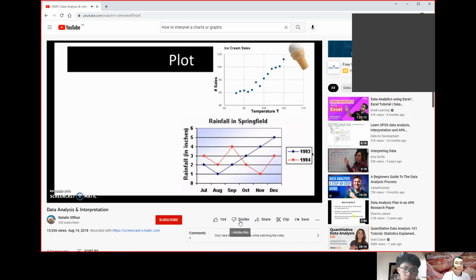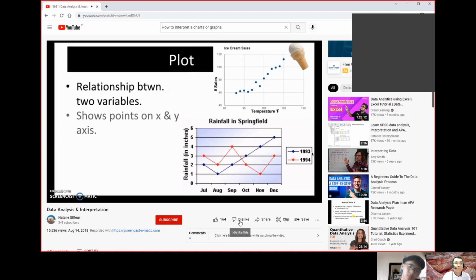The next representation is a plot. Like bar graphs, plots show relationships between two or sometimes more variables. This data is depicted as points on the x and y axis, and sometimes those points are connected through lines. Plots are very useful for visualizing trends and patterns.